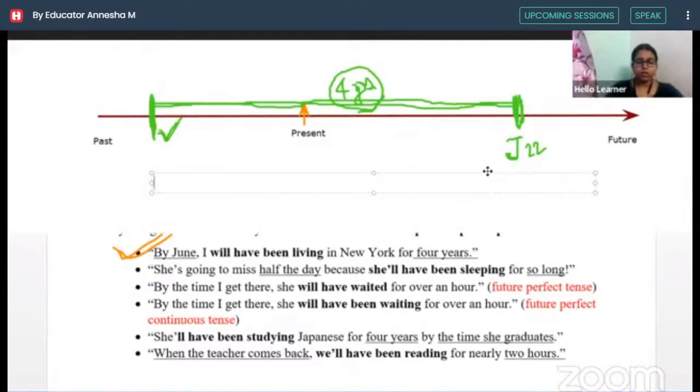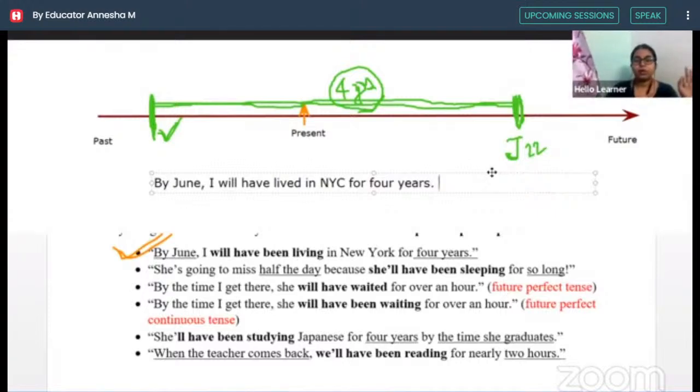Yes, okay. So now the question is, if we want, we can use future perfect, and if we want, we can use future perfect continuous. I can say by June I will have been living in New York for 4 years, or I can say by June I will have lived in NYC for 4 years.